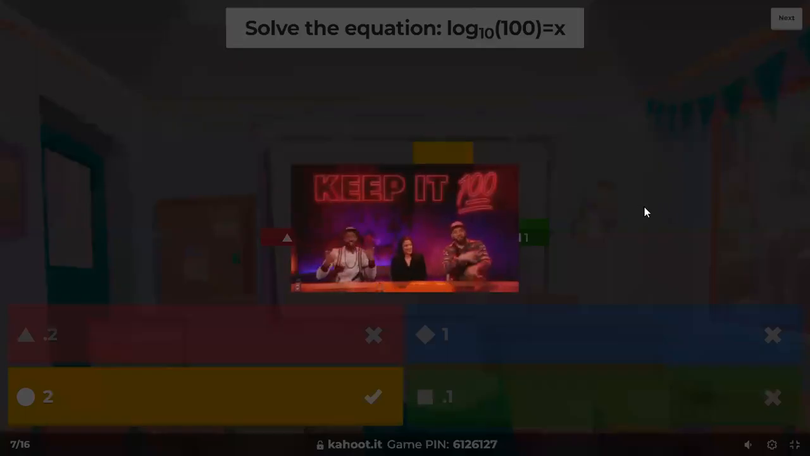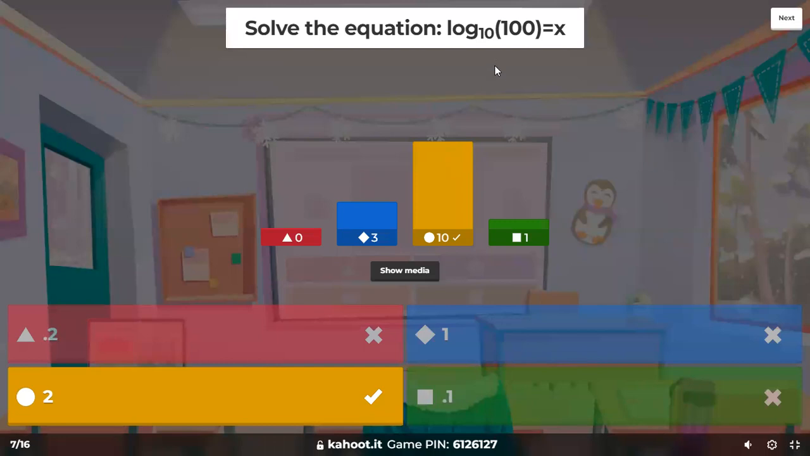Think of what it's asking you. So it's the number of keys. A log question is asking you: this base to what power equals that value in the parentheses? So you're asking yourself, 10 to what power equals 100? And so 10 squared equals 100.